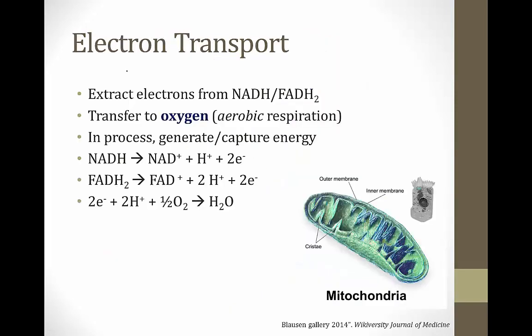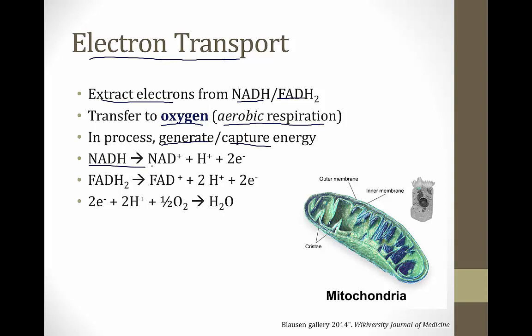Once all our molecules of NADH and FADH2 are inside the mitochondria, they can then participate in electron transport. This process will extract electrons from the electron carriers NADH and FADH2, and it will transfer those electrons to oxygen. That's why this is called aerobic respiration or aerobic metabolism. In the process of transferring those electrons to oxygen, this process will generate or capture the energy from those electrons and convert it into ATP.